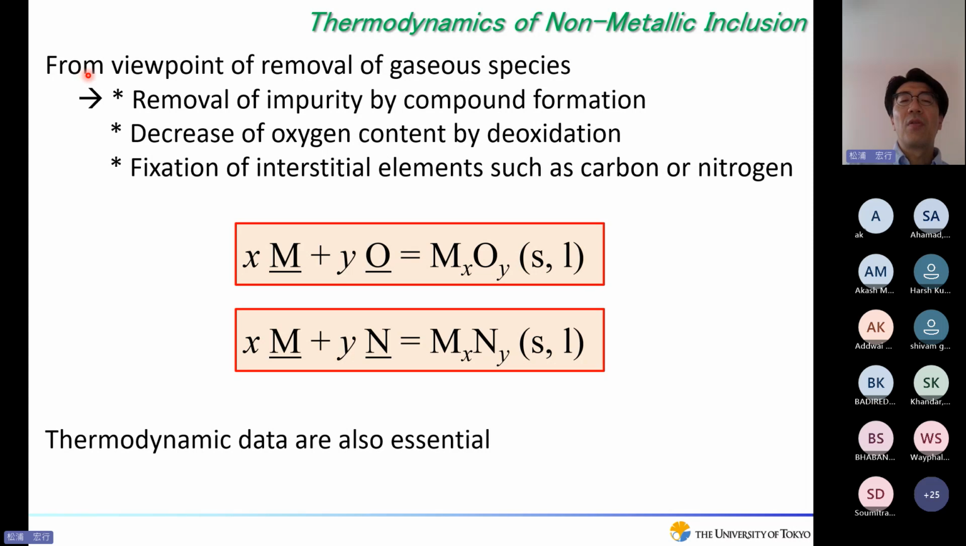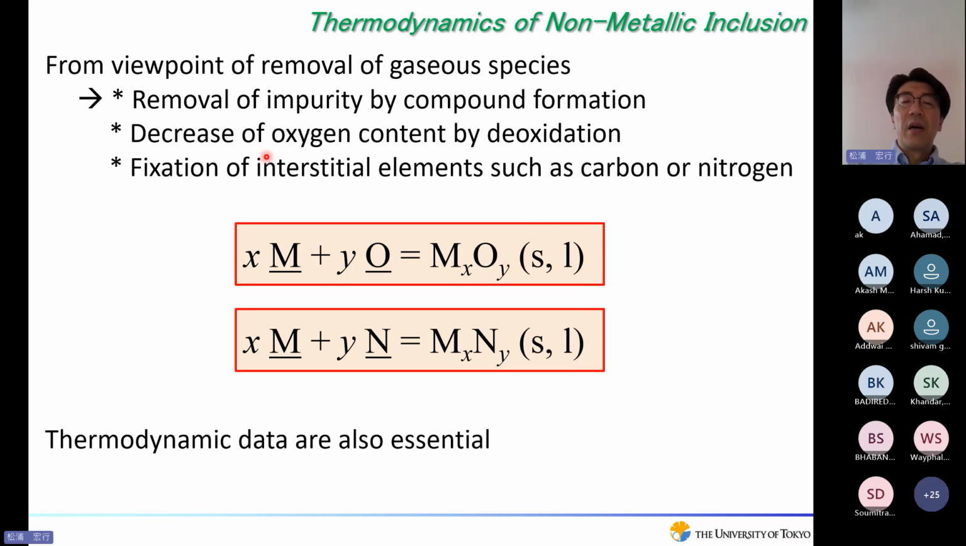So from the viewpoint of removing impurities from these reactions, you can understand it like this. Firstly, it might be possible to remove the impurities by compound formation. When you can make some compounds like this, normally most of the inclusions, oxide inclusions, are lighter compared to the molten steel, and then they float up.